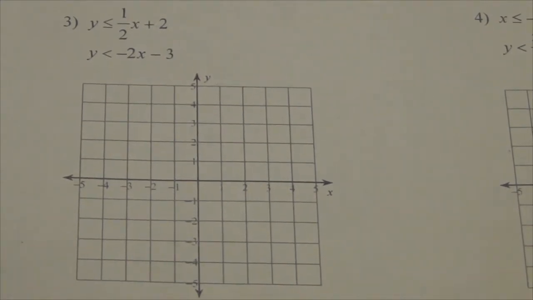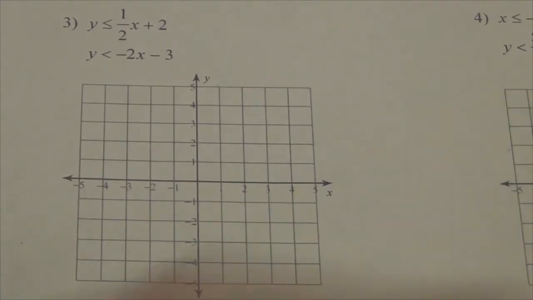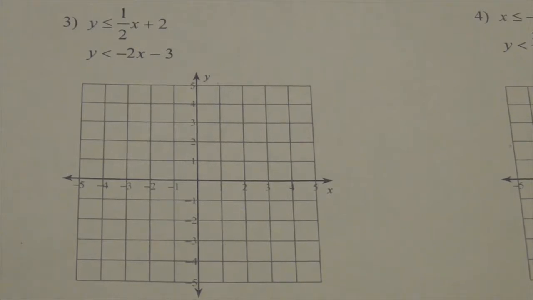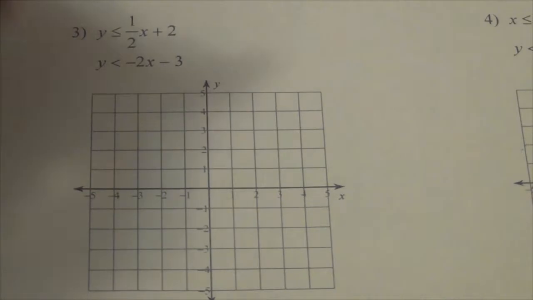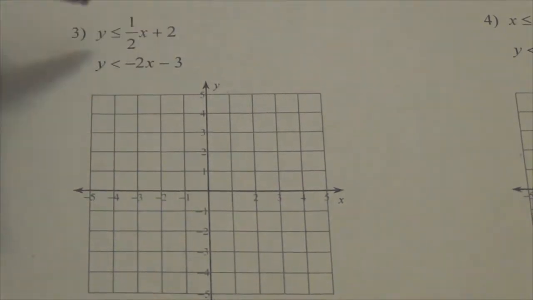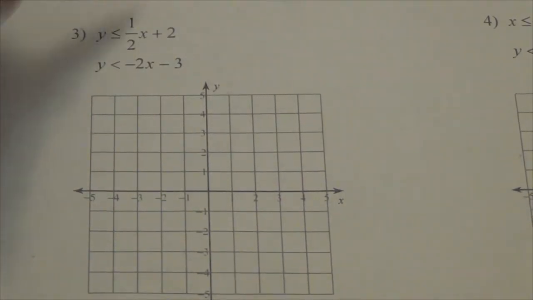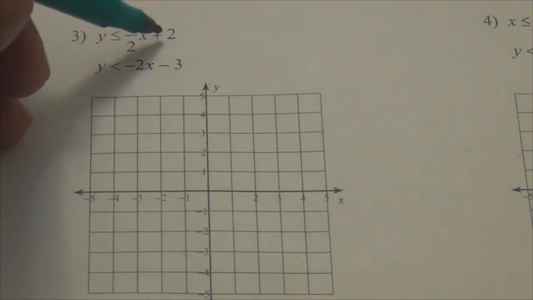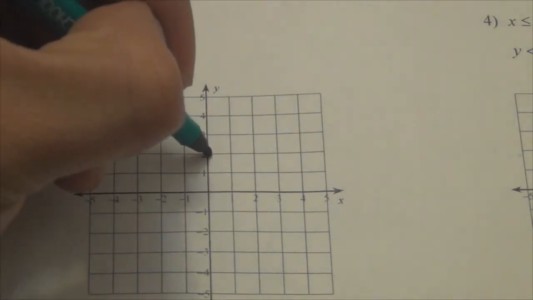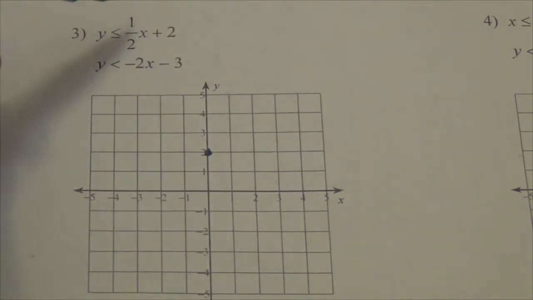Okay, this time I'm just gonna go straight forward, but you still need to write down, for security purposes, what is the slope, what is the y-intercept. So y is less than or equal to is gonna be solid, and I'm gonna shade below the line. 1/2 is the slope, and the y-intercept is 2. So I'm gonna go to 2 because that's the y-intercept, and the slope is 1/2.